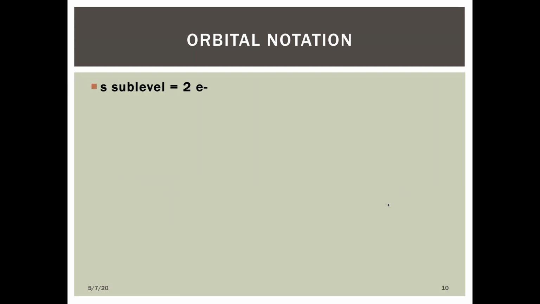The s sublevel can hold 2 electrons. An orbital can hold 2 electrons. Therefore, the s sublevel is just one orbital. The first electron that goes in is an up arrow. The second electron will have the opposite spin, a down arrow.